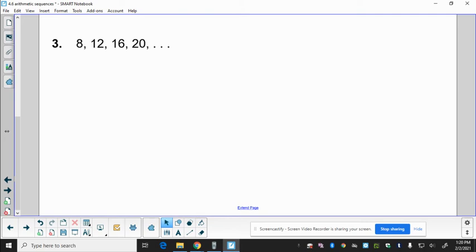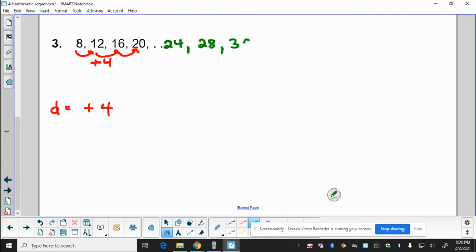Can you tell without a calculator? How are you increasing every time? I can. Looks like I'm adding 4. So the common difference is adding 4. Can you extend this pattern without a calculator? Probably. 24, 28, 32. Okay, that part's done. That's how you understand now what an arithmetic sequence is. You understand the common difference is the pattern, and you can extend the pattern.